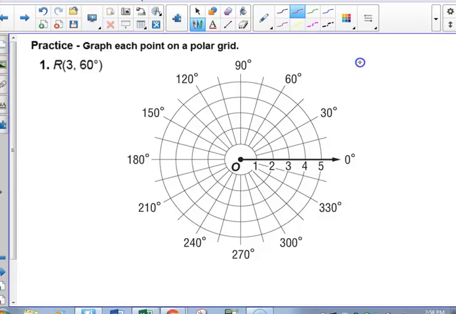All right, here we go. Easy peasy, you got this. Can you try number 1? Label it R. Is that where your point is? Around 6 to the 60 line and out 3. That one wasn't bad.